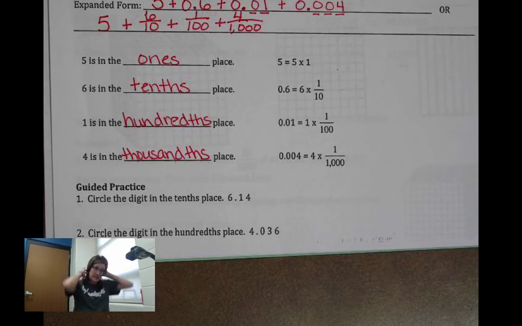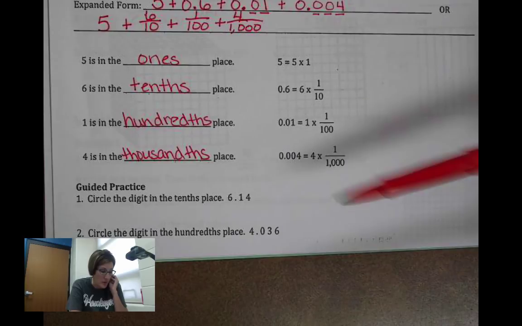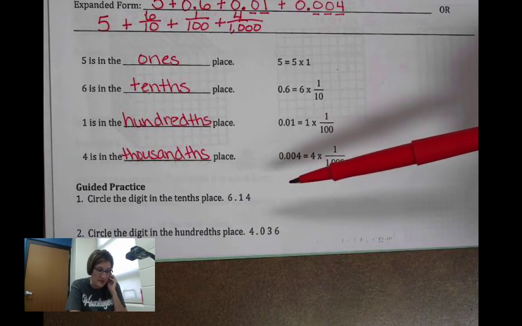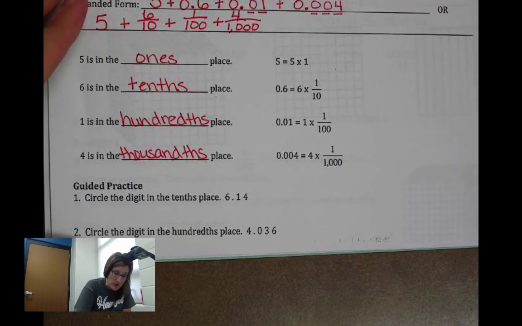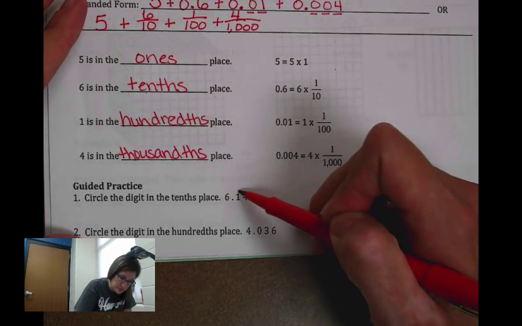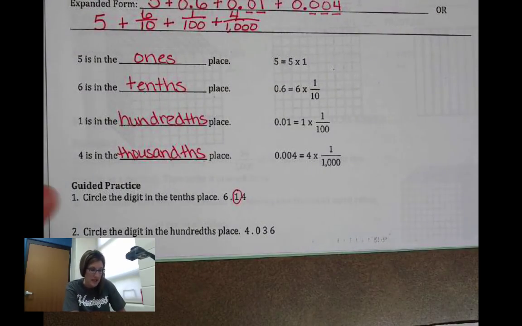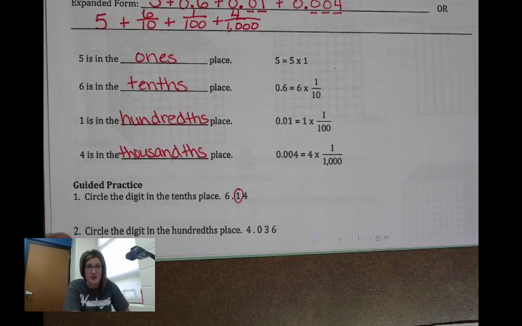All right, the guided practice, I would like you to, after I give the directions for these, pause the video, and I want you to try and do it before you look at what the answer is. So number 1 says circle the digit in the tenths place. So please pause right now and circle it, and then come back and see if you are correct. All right, now that you've checked number 1, go ahead and look at number 2, circle the digit in the hundredths place. Again, please pause it right now. Go ahead and do that problem, and then come back and check and see if you're correct.